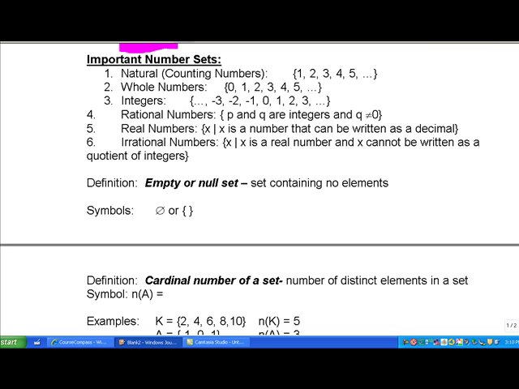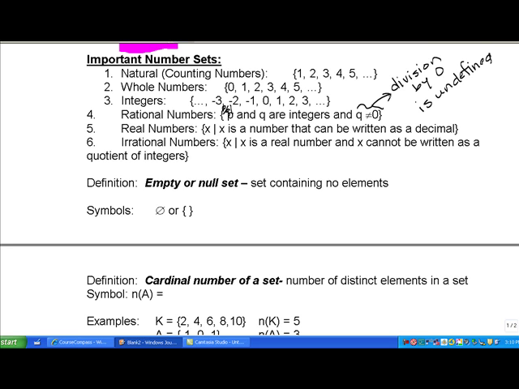And rational numbers, it looks like part of that got lost in the translation. The set of p over q such that p and q are integers and q is not equal to 0. Remember that we're not allowed to divide by 0. Division by 0 is undefined. So that's the reason we have that little notation right here.